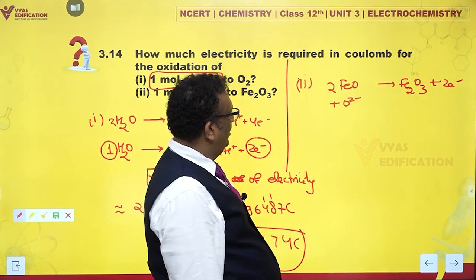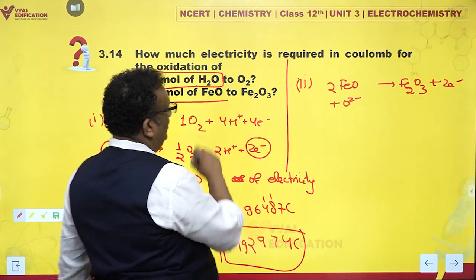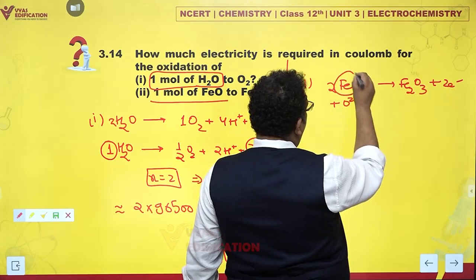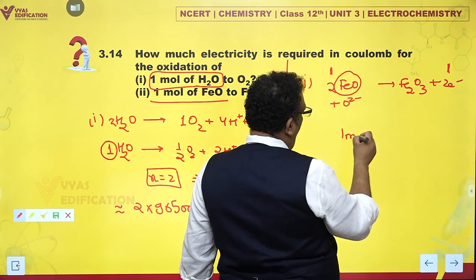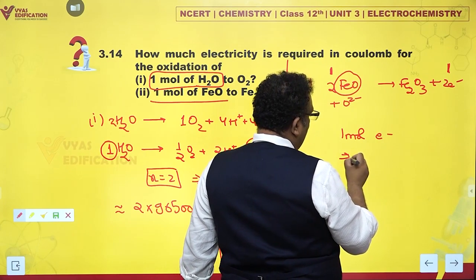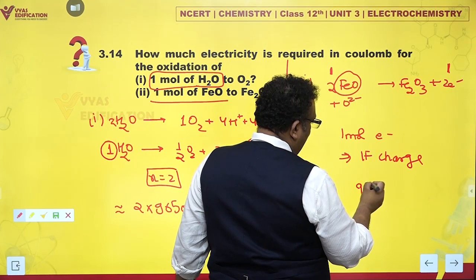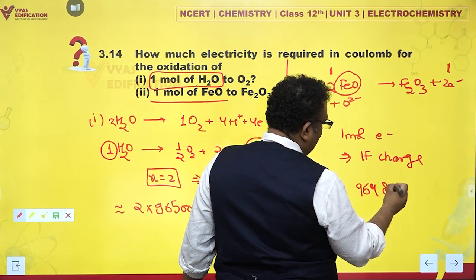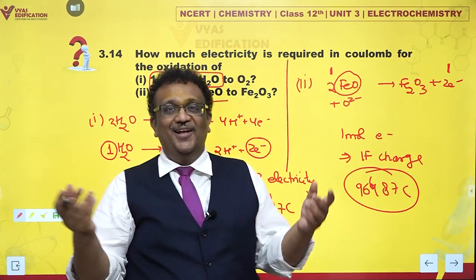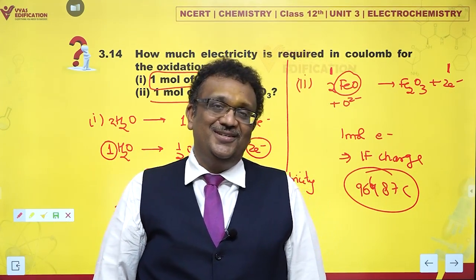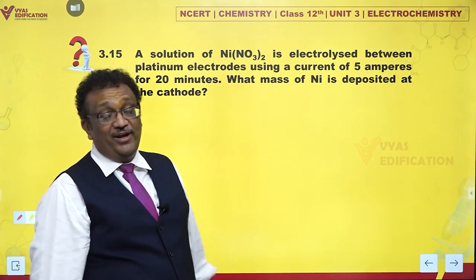Okay, fine. What is the value of N? Now, I have 1 mole of FeO. If I take 1 mole of FeO, I take 1 mole of electrons. So, 1 mole of electrons means 1 Faraday charge. That means 96487 coulombs of charge is required. That is the answer for the second part. Simple, beautiful. And there comes a beautiful question based on Faraday's laws of electrolysis.